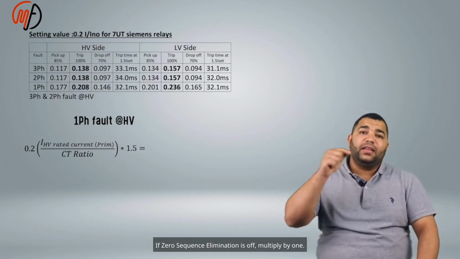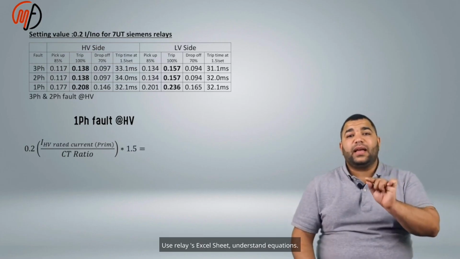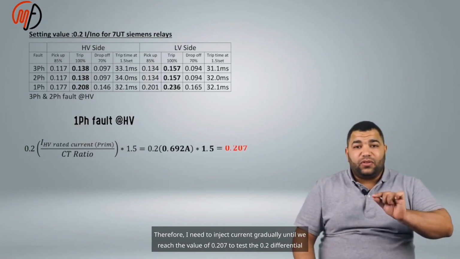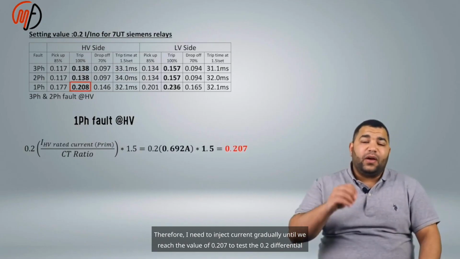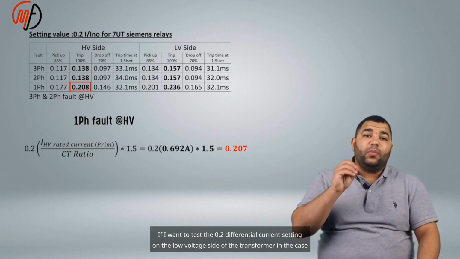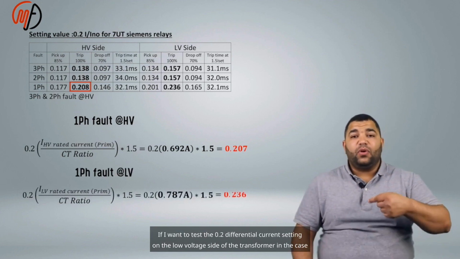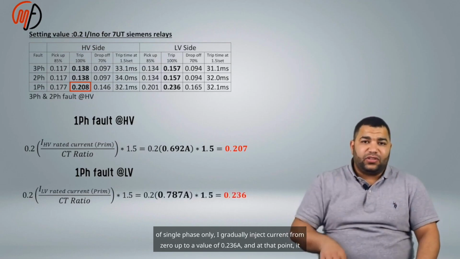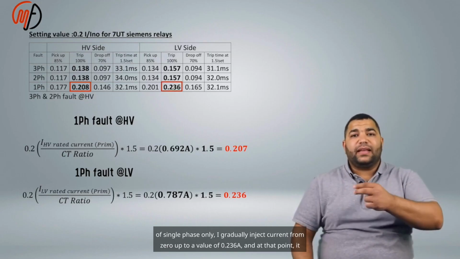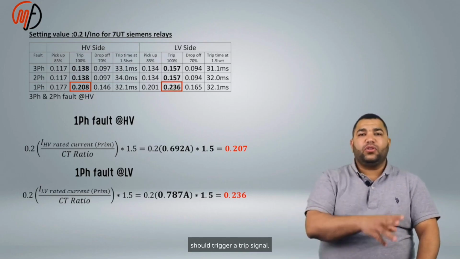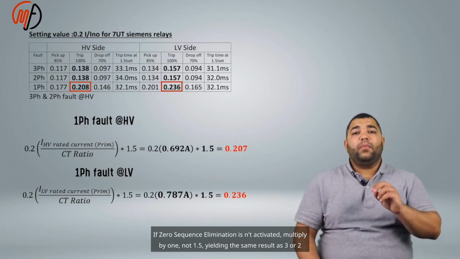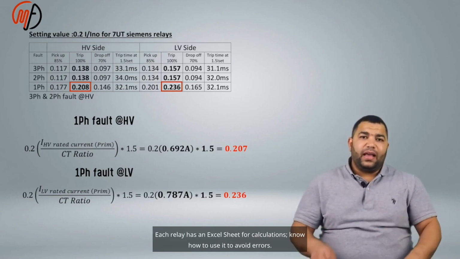If zero sequence elimination is off, multiply by 1. Use the relay's Excel sheet and understand the equations. Therefore, I need to inject current gradually until we reach the value of 0.207 to test the 0.2 differential current setting on the high voltage side. If I want to test the 0.2 differential current setting on the low voltage side of the transformer in the case of single phase only, I gradually inject current from 0 up to a value of 0.236A, and at that point it should trigger a trip signal. If zero sequence elimination isn't activated, multiply by 1, not 1.5, yielding the same result as 3-phase or 2-phase.